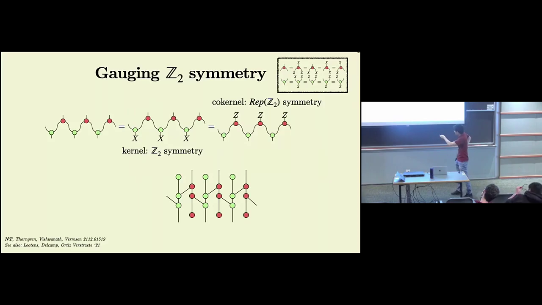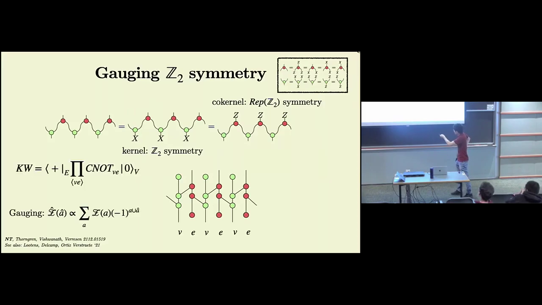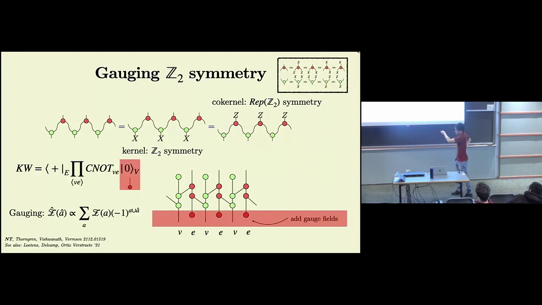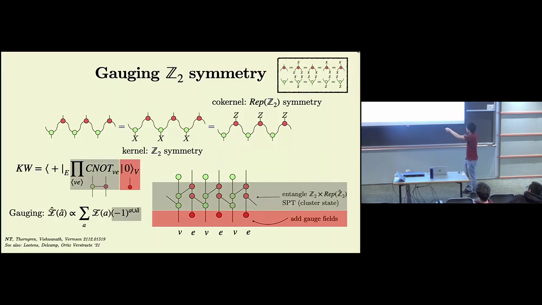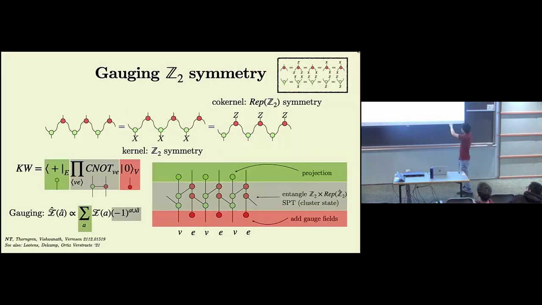So I have my input state. Let's say they're on the vertices, and I introduce some gauge fields on the edges of my lattice. Right? They were in 1 plus 1D, so edge and vertex are sort of on the same footing. I introduce some gauge fields in the state 0. Then I perform an entangler, which entangles this so-called SPT state, this cluster state, and then I perform a projection. So this is exactly what people think of as gauging, because you're adding a gauge field, you couple them together, and then you perform projection to enforce the Gauss law, right?